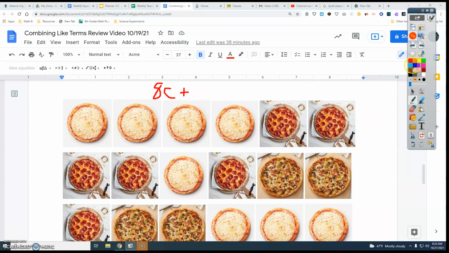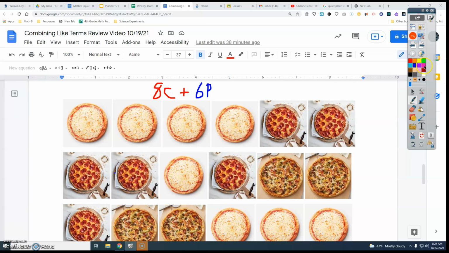So we'll do another color just to show you that there's a different group. So our pepperoni pizzas, how many pepperoni pizzas do we have? 1, 2, 3, 4, 5, 6. We have 6 pepperoni pizzas, so our variable is going to be P. So we have 6P, so that's plus 6P right there.